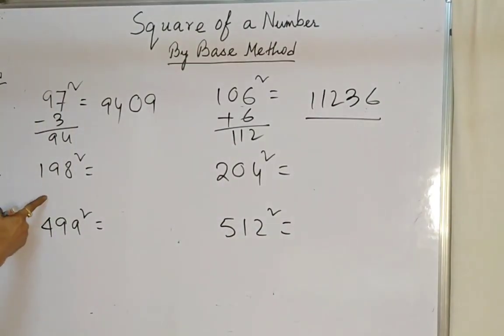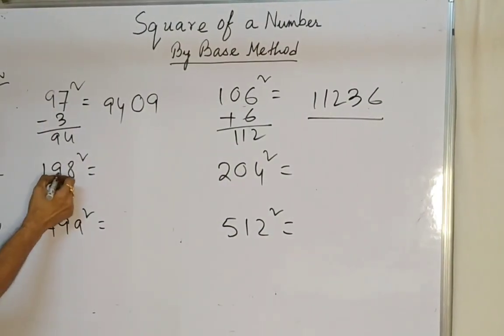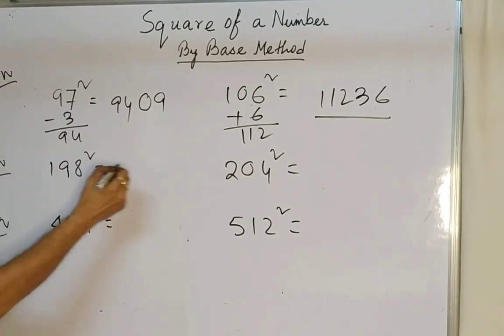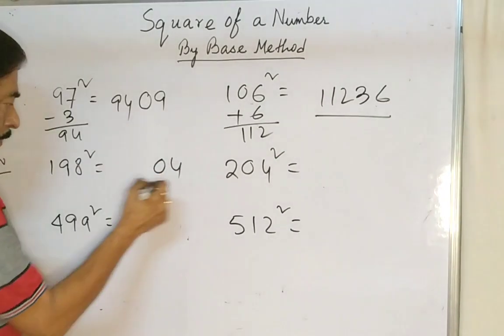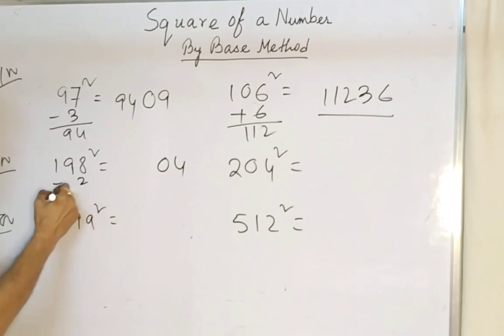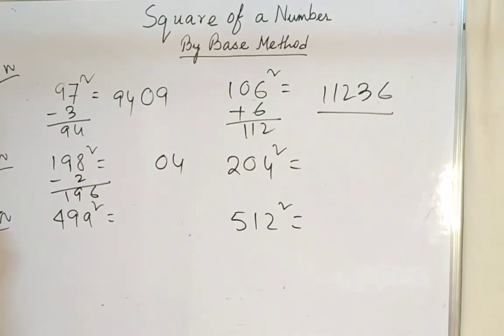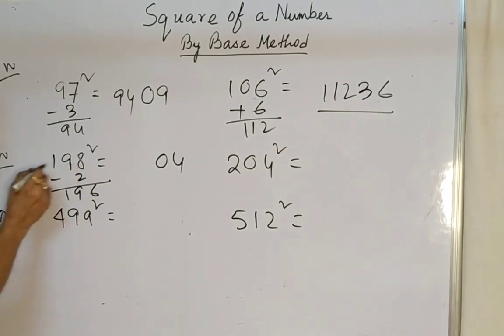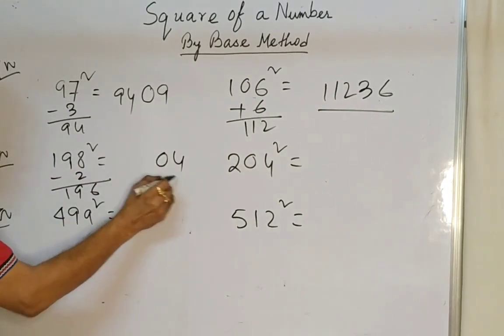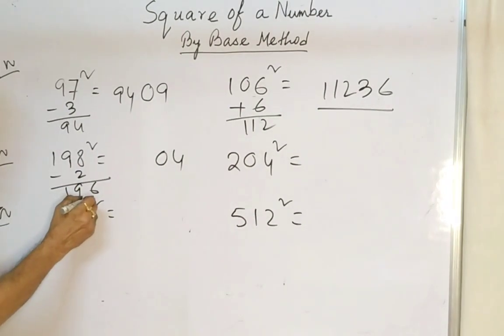Now your base is 200. Very, very careful. How much less? 2 less. 2 square is 04, up to that level 7. Minus 2, your result is 196 up to that 7. First, base is 200. How much less? 2 less. 2 square is 04. Minus 2, your result is 196.